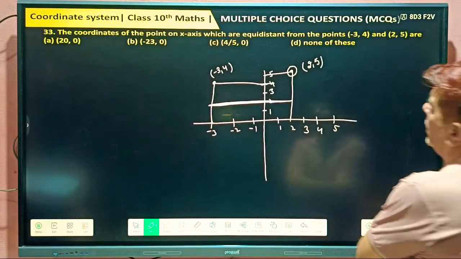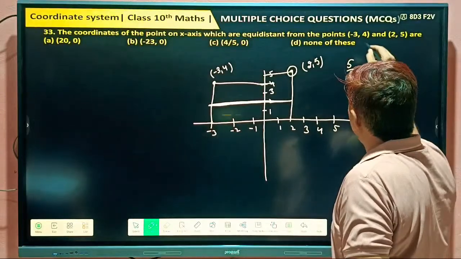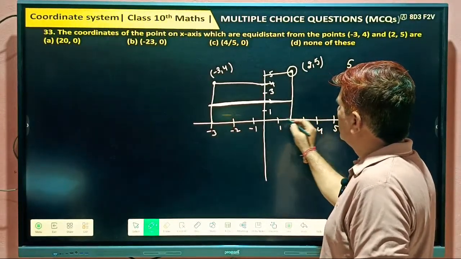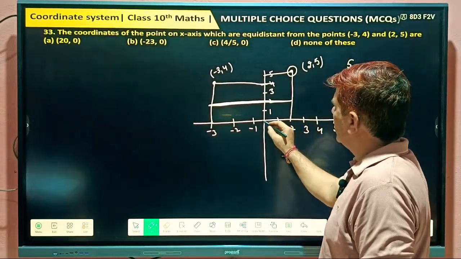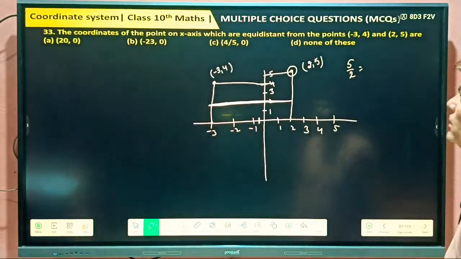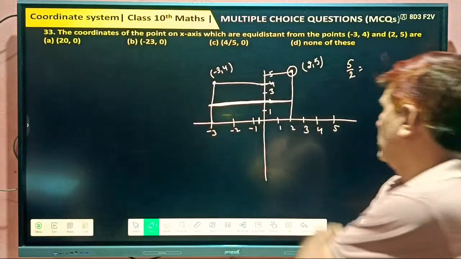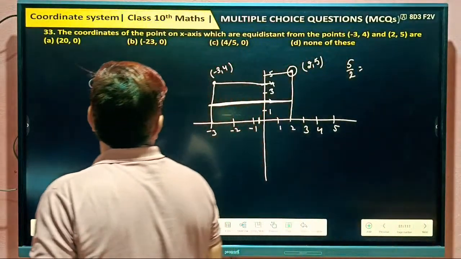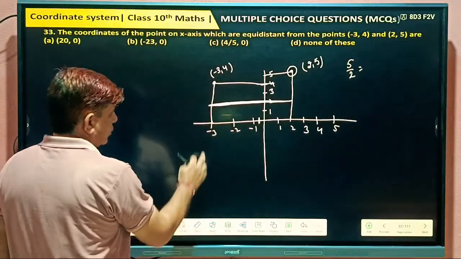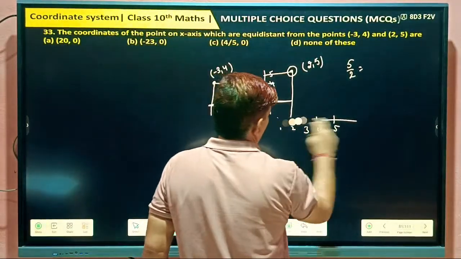So where is that point lying? Half of this, 5 by 2. It means 2 and a half from it. 2 and a half is here. Is that negative? Negative, so it depends according to the situation, as we usually say. By that method I can tell you now.